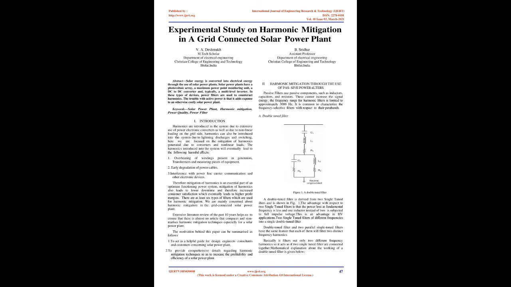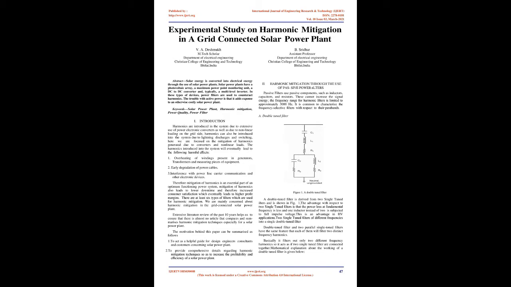Solar power plants have a photovoltaic array, a maximum power point monitoring unit, a DC to DC converter and, typically, a multi-level inverter. In these types of devices, power filters are used to counteract harmonics. The trouble with active power filters is that they add expense to an otherwise costly solar power plant. Keywords: solar power plant, harmonic mitigation, power quality, power filter.